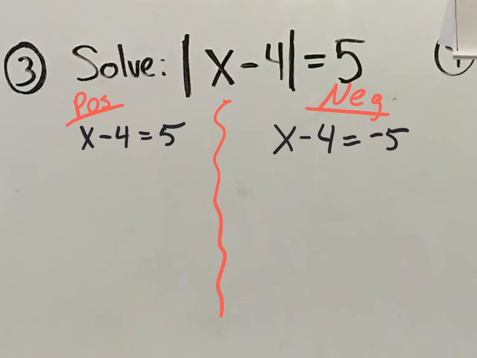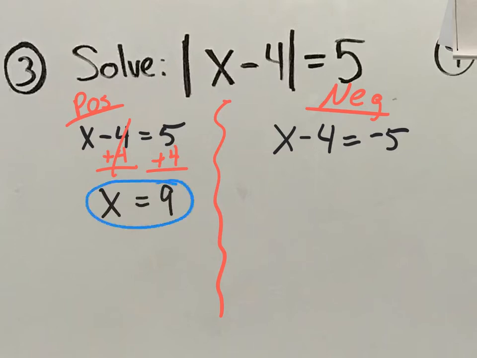So on the left side, the positive situation, I'm going to add 4, cancels out, add 4. By the way, when I say cancels out, it really means negative 4 plus 4 is 0. It's not there no more. That's why it's just x. So I have just x equals 5 plus 4 is 9. We are done. That's an answer. Let's go to the other one.